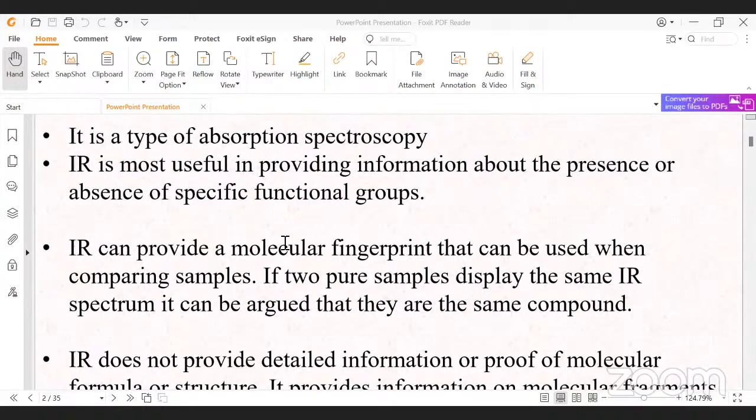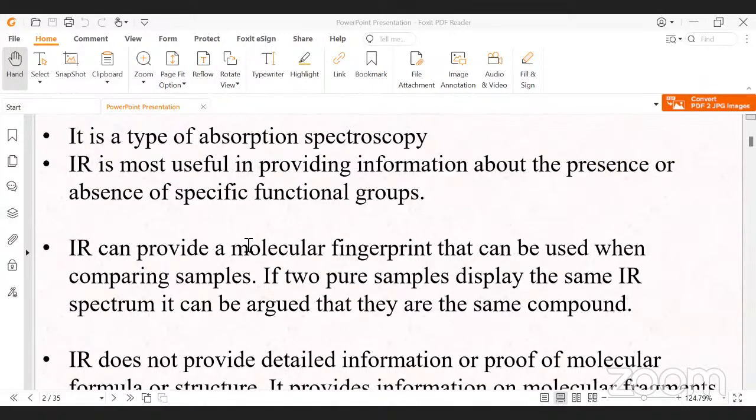The compound has so and so organic functional group, especially an OH functional group, or carbonyl compounds, acids, esters, amines, different functional groups. Which functional group is there, we can identify by using FTIR spectroscopy. FTIR spectroscopy is also an absorption spectroscopy.